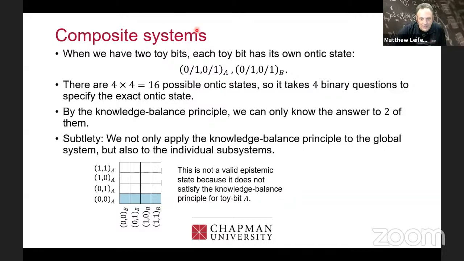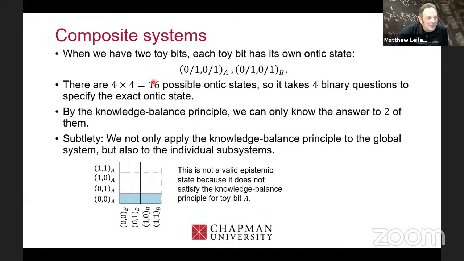Okay, so next I'm going to talk about composite systems. So now we suppose that we have 2 toy bits. Each toy bit is going to have its own ontic state. So bit A, Alice's bit, and Bob's toy bit, they each have 4 possible ontic states. To specify an ontic state of the composite system, I have to specify a state for Alice's toy bit and a state for Bob's toy bit. So there'll be 16 possible ontic states, 4 times 4.